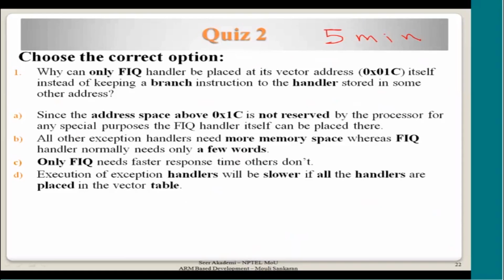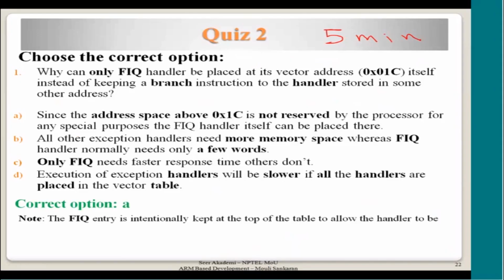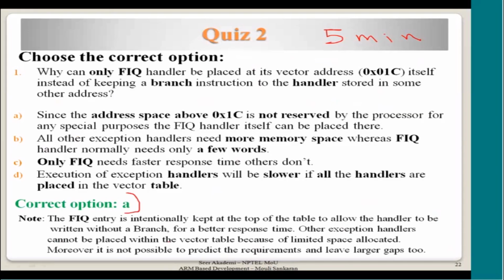Welcome back. I hope you have noticed the reason correctly. Yes, it is A. Why? See, the vector table is 0 to 1C, and the location above it is not reserved for any other purpose. So instead of putting a branch and then going somewhere, I can execute the FIQ handler here itself. What is the advantage I get? The branch is a waste actually. It takes the control somewhere, and only then is the actual job done in the handler. So effectively it wastes lots of cycles because of the pipeline. So you can as well write the code here itself.